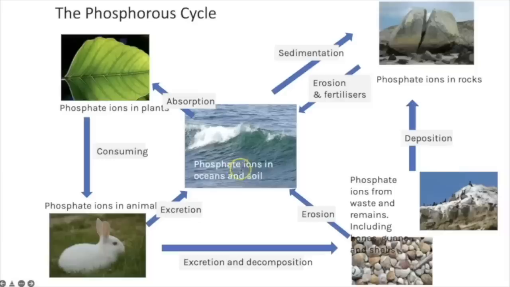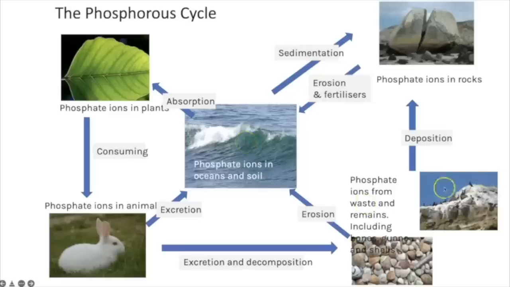As well as returning it to the soil, we also have decomposition. And phosphate ions from waste and remains are going to be broken down. So animals which have a shell, but also bones, contain phosphate ions. And those can be eroded to release the phosphate ions back into the ocean or the soil.